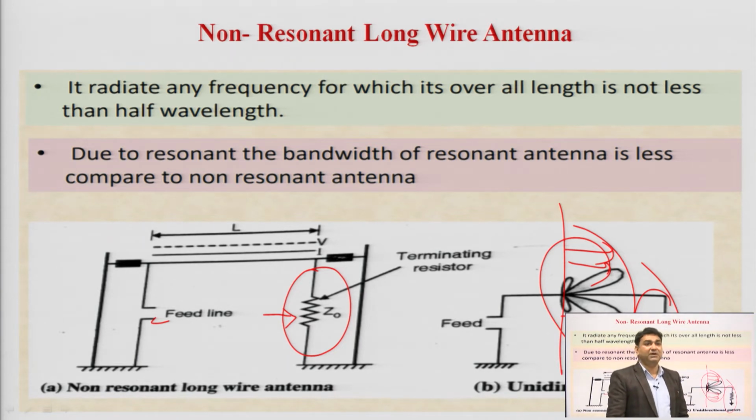These are the basic properties of the non-resonant long wire antenna, and due to resonance, the bandwidth of the resonant antenna is less compared to non-resonant antennas.